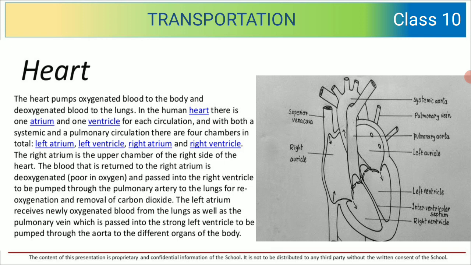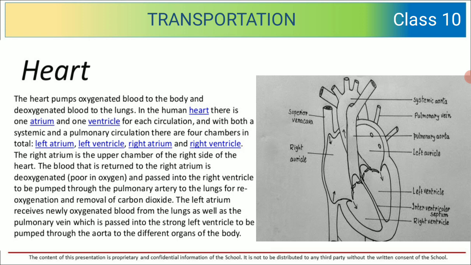The heart pumps oxygenated blood to the body and deoxygenated blood to the lungs. In the human heart, there is 1 atrium and 1 ventricle for each circulation. And with both systemic and pulmonary circulation, there are 4 chambers together. Okay, what are those 4 chambers? Left atrium, left ventricle, right atrium and right ventricle.